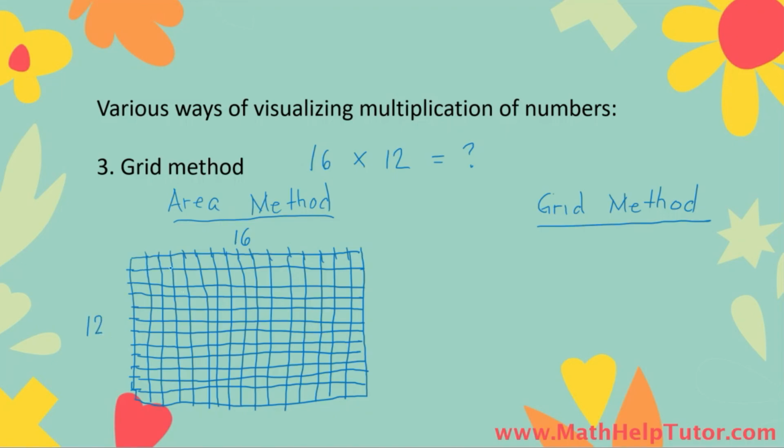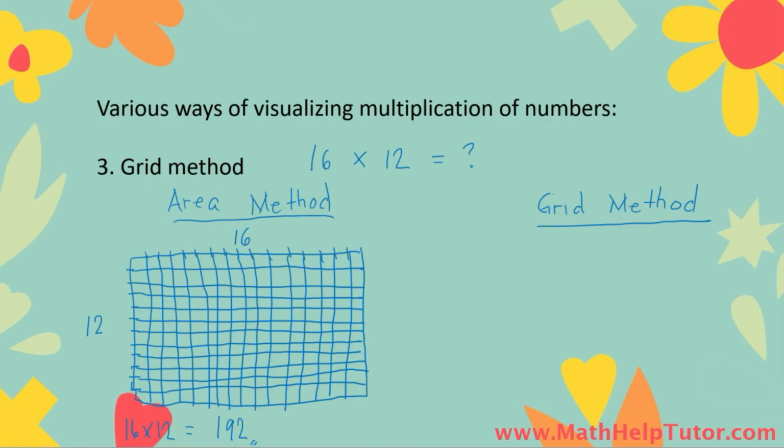If we count all the squares inside this rectangle, which we are not going to do right now because it's going to take us a long time, we would find out there are 192 squares inside this rectangle. So that means 16 times 12 is equal to 192. Using the area method, to find this answer we have to count all these squares one by one until we finally count 192 squares, and that's going to take a long time to do. Now let's do the grid method.